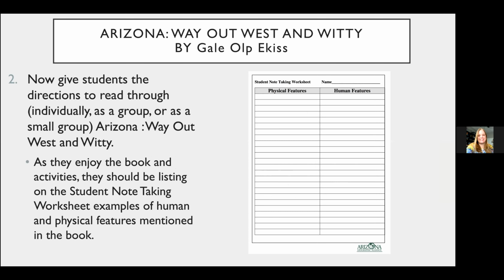Now you're going to give the students this reading guide, and they're going to go through their city, their area, and they're going to look for physical features, and they're going to look for human features. And as they enjoy their book, enjoy that one little blurb about their city, or more if you'd like, they're going to take those notes and start identifying the separate features.